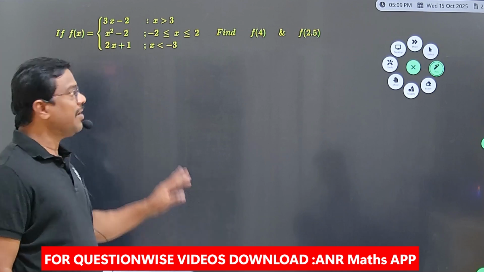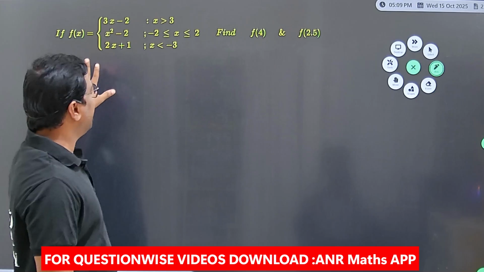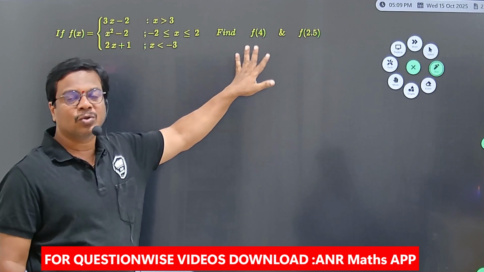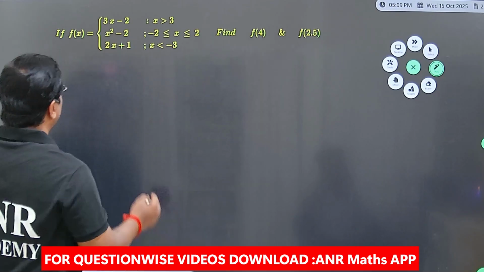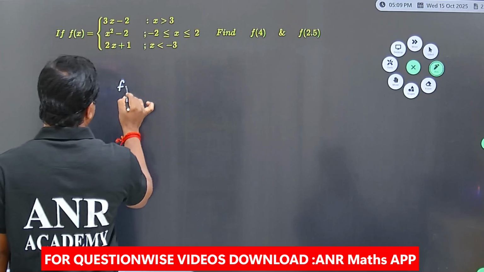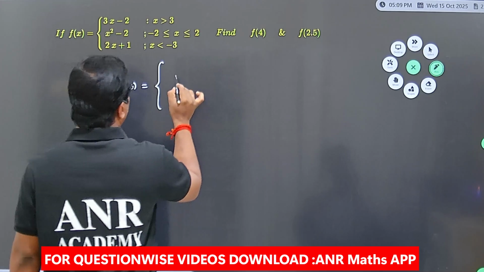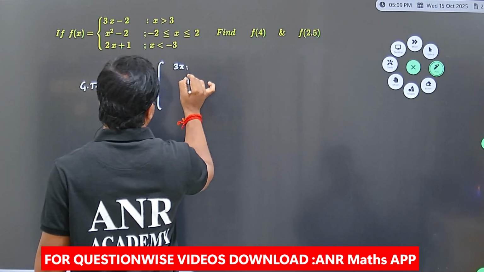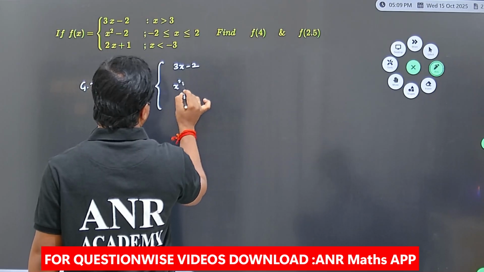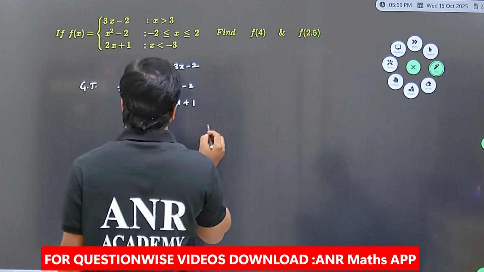Again the function f of x is piecewise, 3 pieces given. Here f of 4 and f of 2.5 we have to find. Yes, first the given data I am going to write. f of x is here in 3 parts. One is 3x minus 2, and the other x square minus 2. Next you have 2x plus 1.